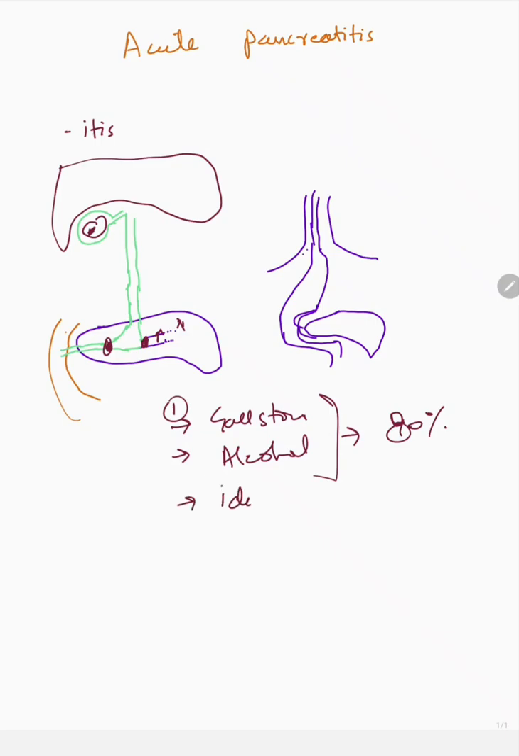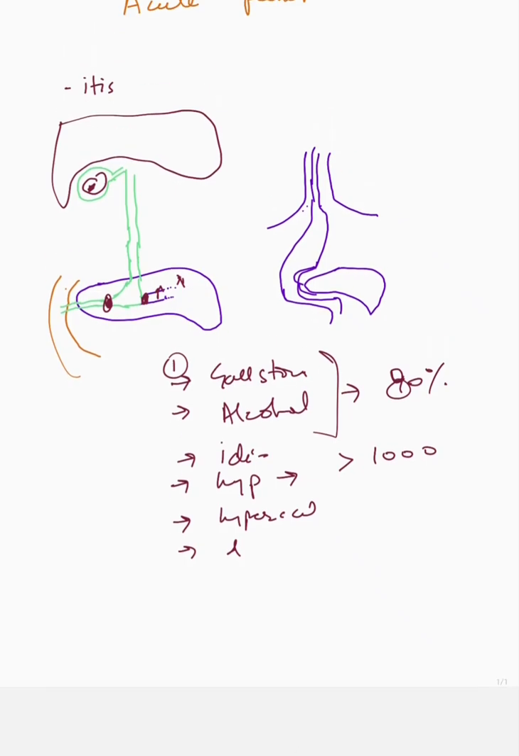Third cause, let's say idiopathic, and then others like hypertriglyceridemia. Hypertriglyceridemia will only cause pancreatitis when the triglyceride levels are greater than 1,000. Then there is hypercalcemia. Then there are drugs like thiazide diuretics. Thiazide causes calcium retention, so that may be the mechanism by which it causes pancreatitis, but there are lots of other causes, like glucocorticoids. GLP-1 agonists, I think, are also one of the causes of pancreatitis. So that was about the causes.